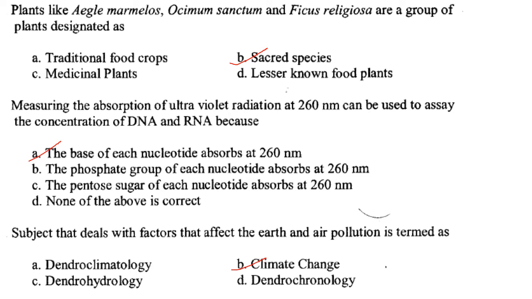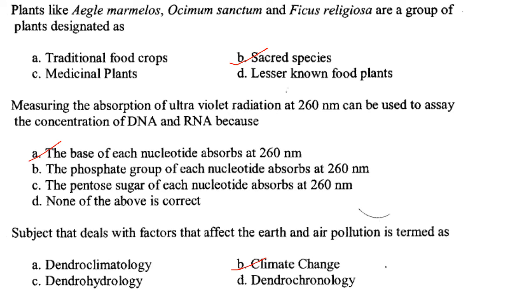Then measuring the absorption of ultraviolet radiation at 260 nanometers can be used to assay the concentration of DNA and RNA, because DNA absorbs UV light due to the heterocyclic rings of the nucleotides. Its sugar phosphate backbone does not contribute to this absorption. The base of each nucleotide absorbs at 260 nanometers. So the answer is option A.